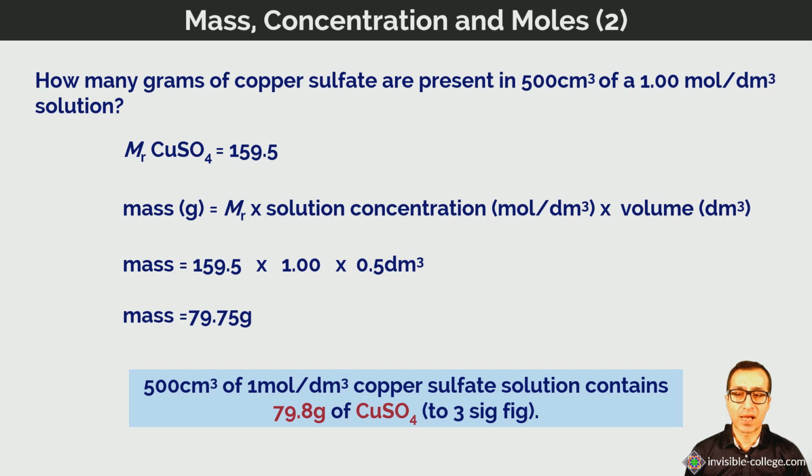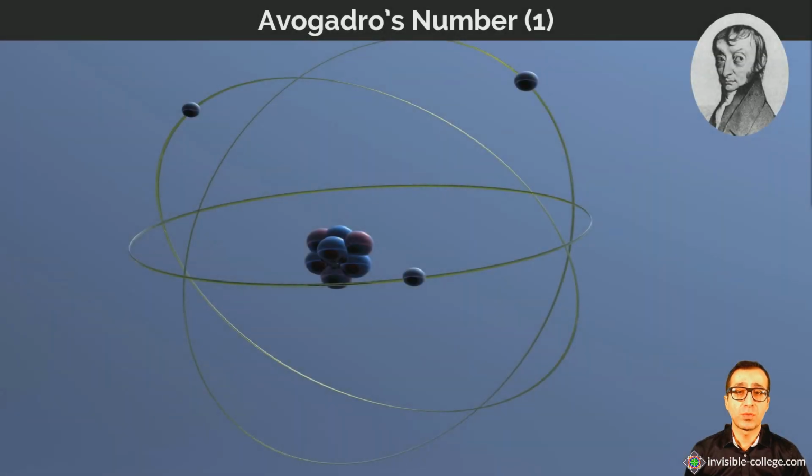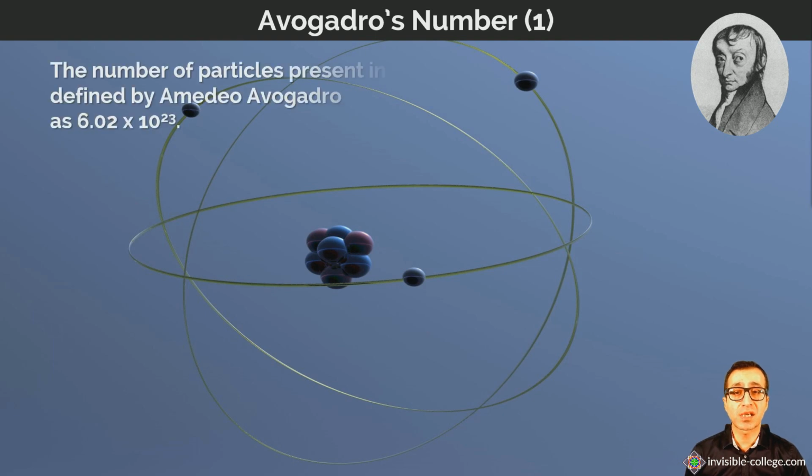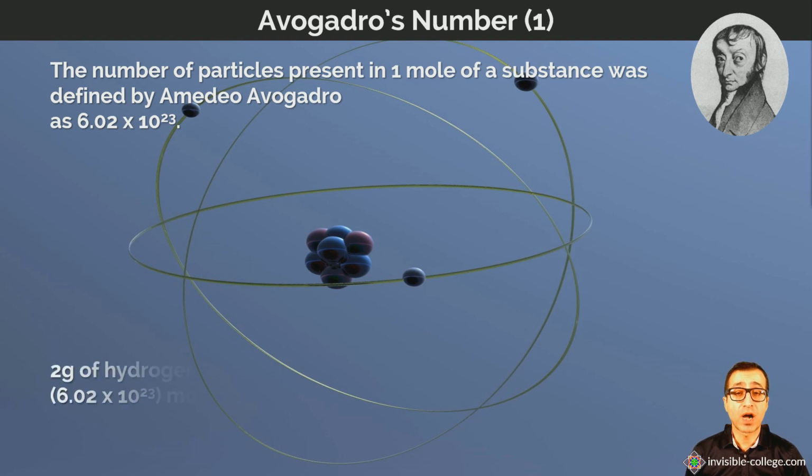Let's take a look back now at a really important concept, the mole in terms of the number of particles. Now remember from the last lesson, 1 mole of particles is Avogadro's number of particles. This was named after Amedeo Avogadro, and the number is 6.02 to 2 decimal places, 6.02 times 10 to the power 23. This is the number of particles in 1 mole of any substance. So, to give an example, 2 grams of hydrogen gas contains this many molecules of hydrogen.